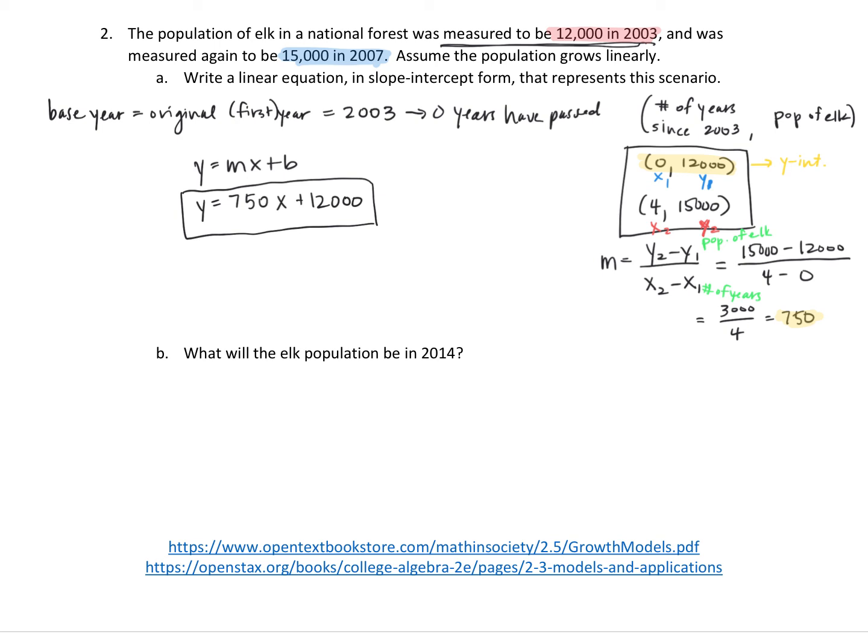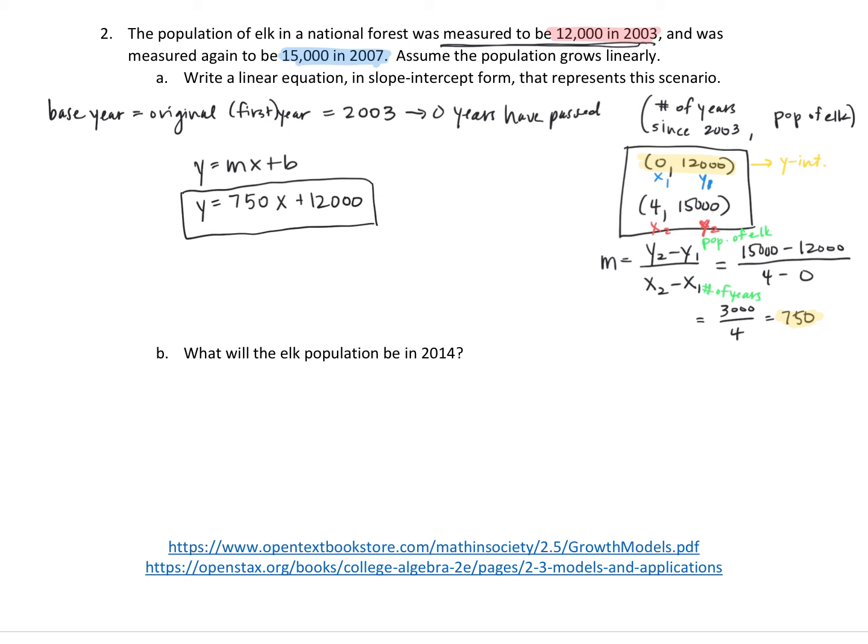All right, part B. What will the elk population be in 2014? Okay, so be very careful with this. First of all, we need to figure out, are we going to be plugging our number given into the X or to the Y? You can see that the X value is the number of years since 2003 and the Y value is the population of elk. So we want to plug this in to the X value, right?